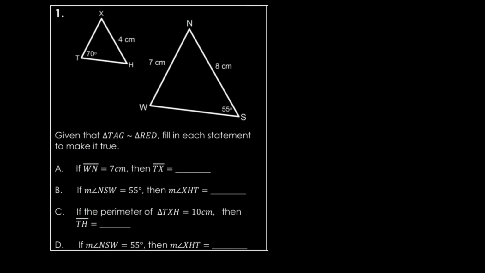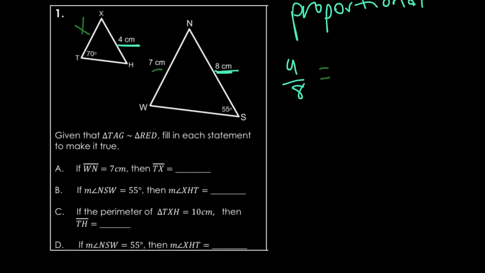Now, when we are dealing with side lengths, this is the last thing we have to talk about, is that corresponding sides must be proportional, which means they must reduce to the same fraction. So, side length 4 and side length 8 is going to tell me my conversion. This is my ratio, 4 to 8. So now I'm told that WN equals 7, find TX. So I'm going to call this side length x.